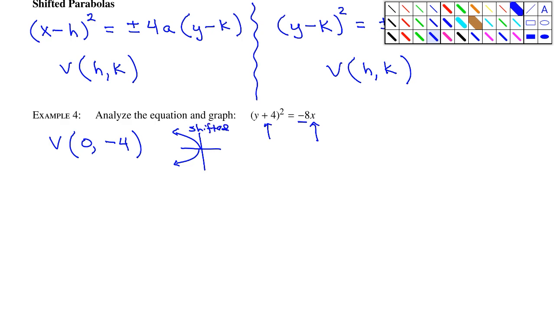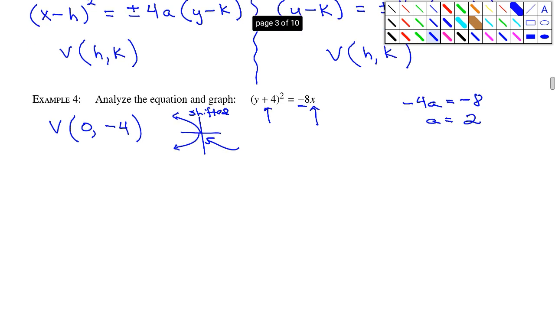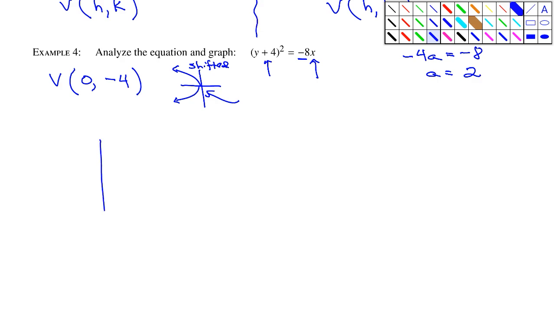And now let's figure out what a is. So −4a is equal to −8. So the a is equal to 2. But we just have to remember that it's a shift going to the left when we do all these things. So let's go ahead and create a little graph here. So the vertex starts down at −4. The a is 2, so I'm going to mark off 2 to the left, and that's going to be where the focus goes.